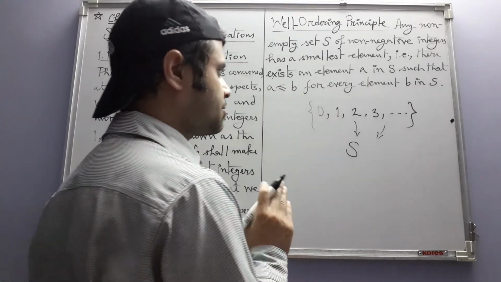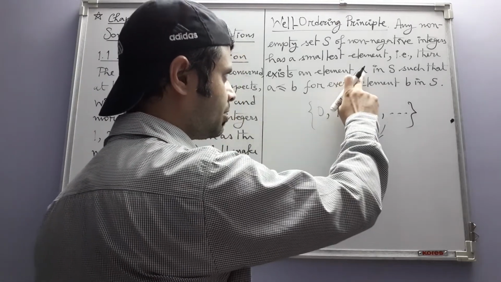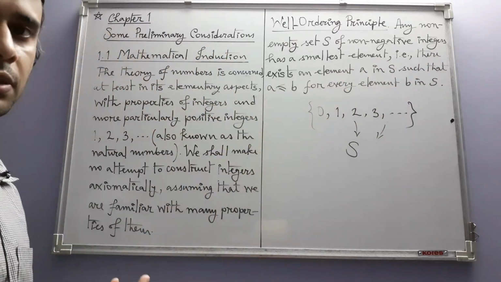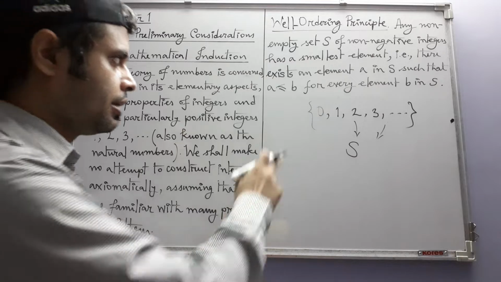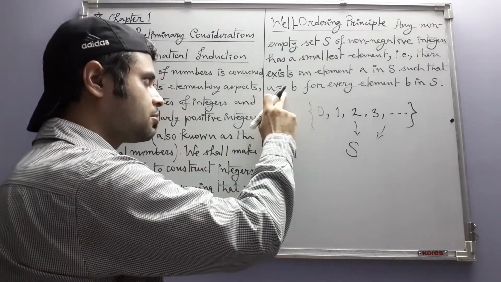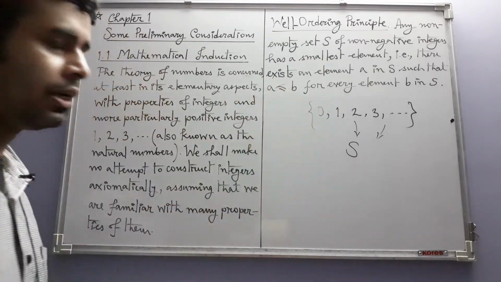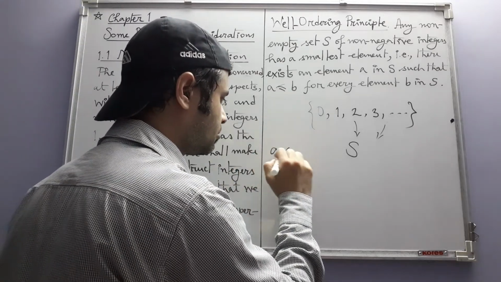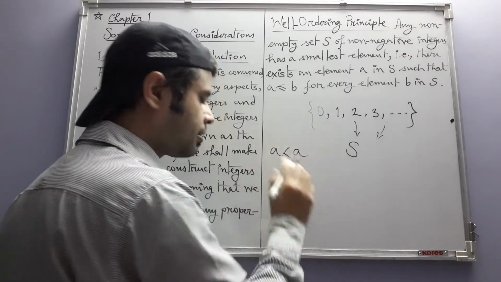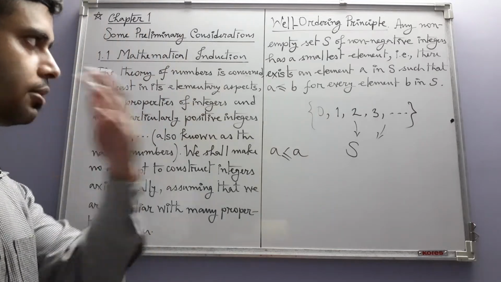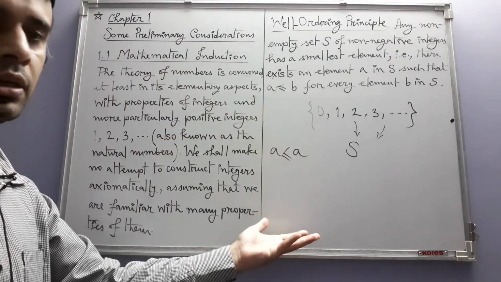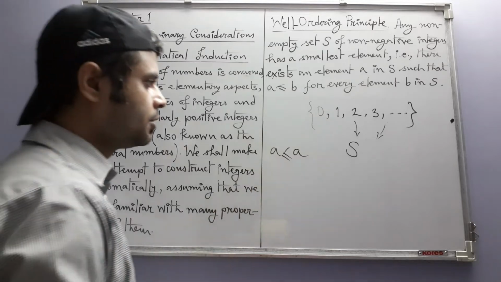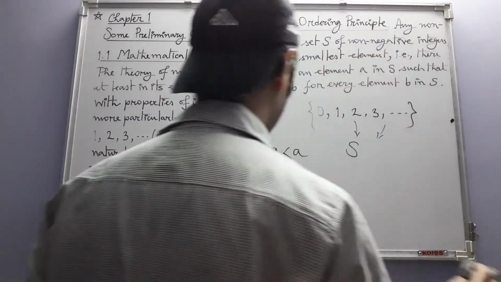Then S has a smallest element, that is, there is some element A in S that is less than or equal to every element of S. Less than or equal to, we keep this possibility for the case where you can take A, because you are saying that this is true for every element in S. So we cannot take strict inequality. So that's what the principle is.